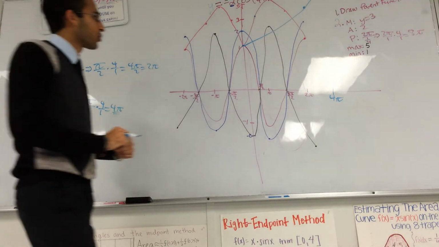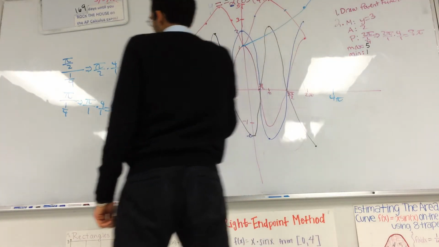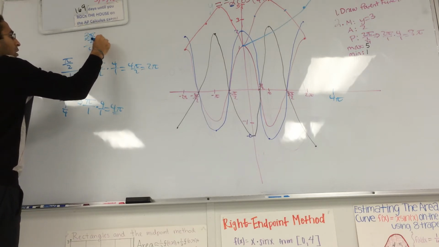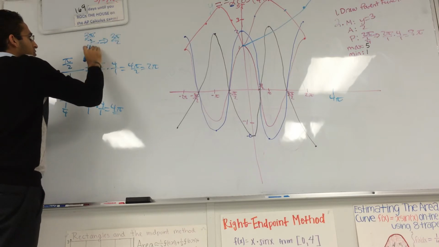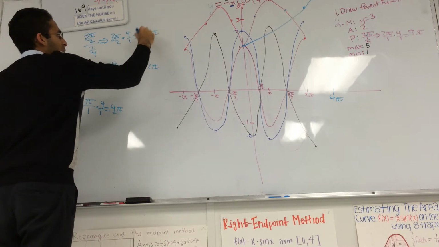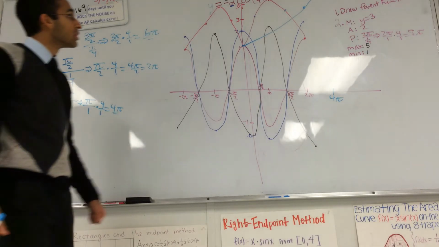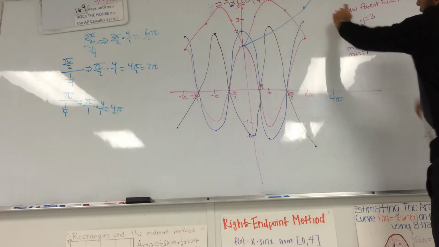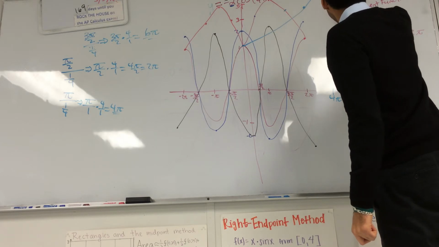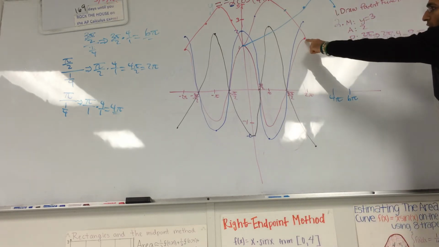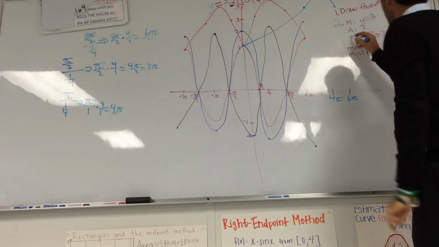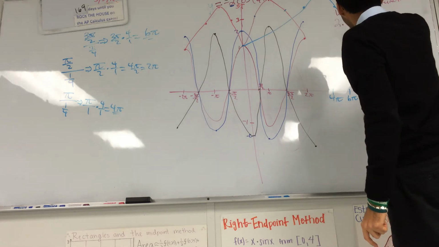The next point, 3 pi over 2, right here. 3 pi over 2 divided by 1/4, times 4 over 1 equals 6 pi. So this point right here is now over here at 6 pi. And then the last point on the pink graph is here at 2 pi. 2 pi divided by 1/4 is the same as 8 pi, so that's about here.